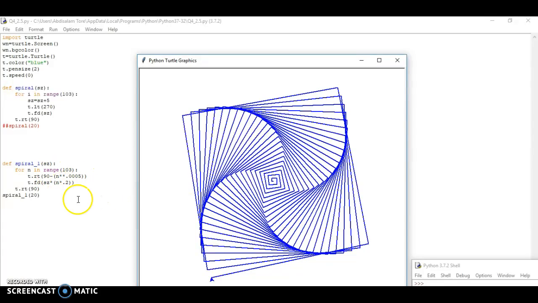This makes it so your length of the square gets larger, but not too large. That's why I kept it at 0.2. t.right(90), similar thing to the first one, makes it so that it points the correct direction. Spiral(20), 20 is the size. This is what you get.